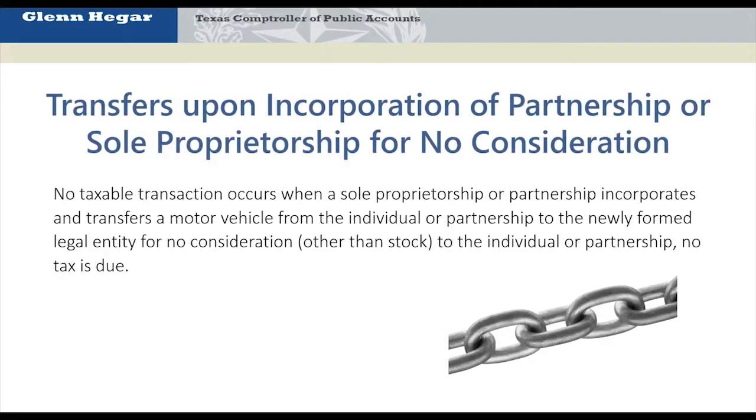Another situation where we don't see tax due is when we incorporate a partnership or a sole proprietorship and we transfer a motor vehicle into the new business for no consideration. So this would be a situation where I'm a sole proprietor, I'm a partnership, I decide to become a limited liability company or corporation or some sort of legal entity, and I don't pay any consideration for the vehicle, I'm not going to see any tax due. And of course, if you recall with our taxable slides, this same situation was taxable when there was consideration paid, because then we're going to see that as a sale.